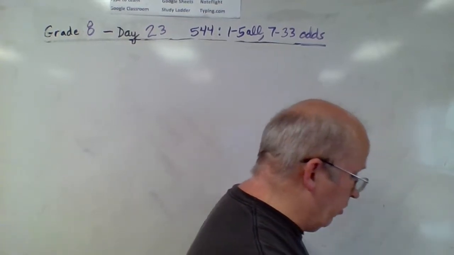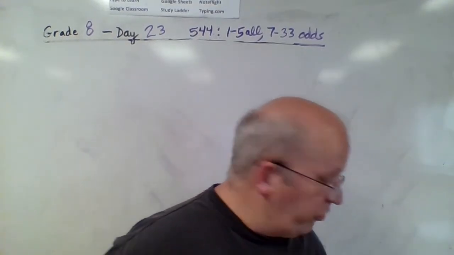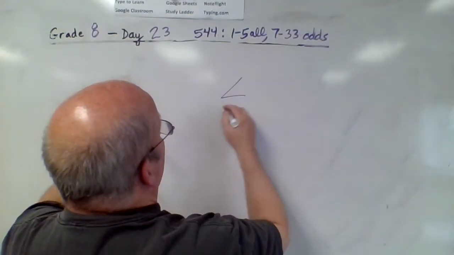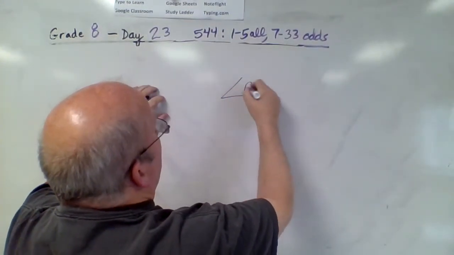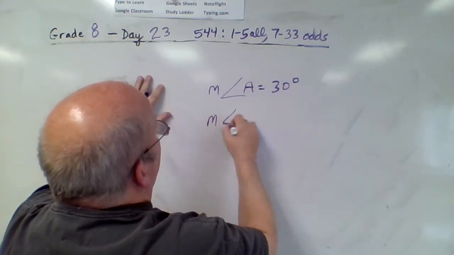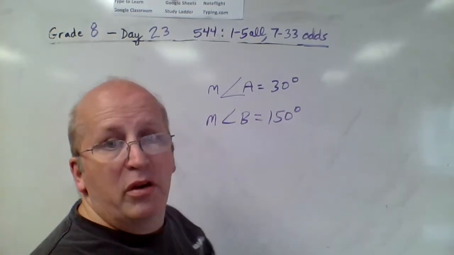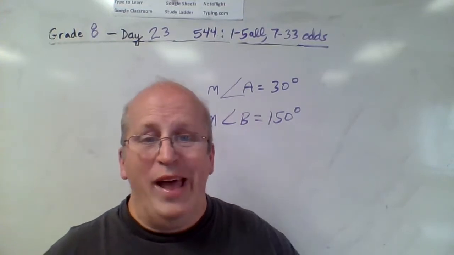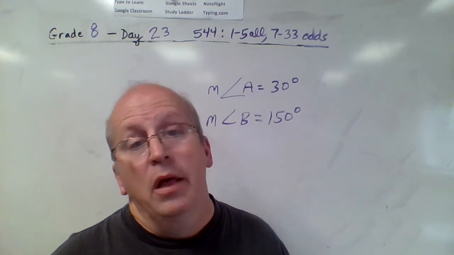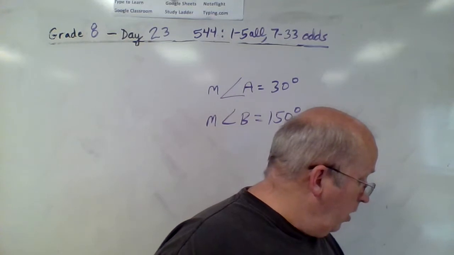So let's start with the first section. Number 1, two angles are complementary or supplementary if the sum of their measures is 180 degrees. So for example, if I had one angle, I'll call it angle A, and I said that the measure of angle A is 30 degrees, and if I had another angle, angle B, and its measurement is 150 degrees, those two angles, when you add them up, make 180. Is that complementary or supplementary? The answer is supplementary.